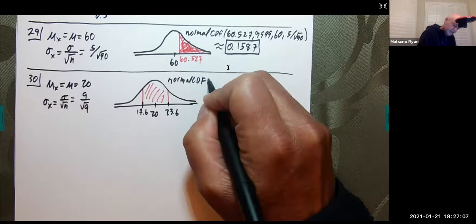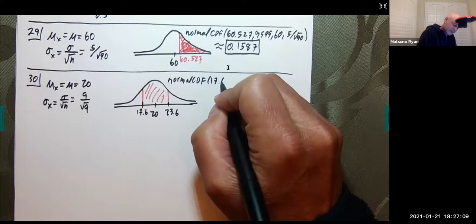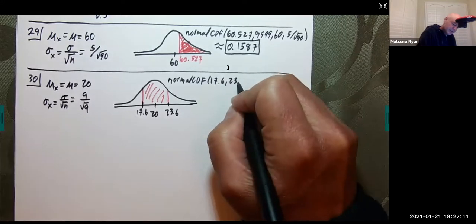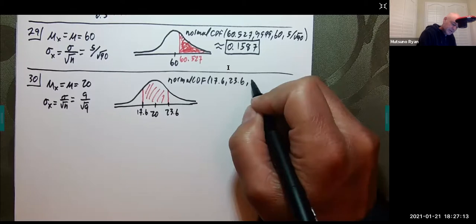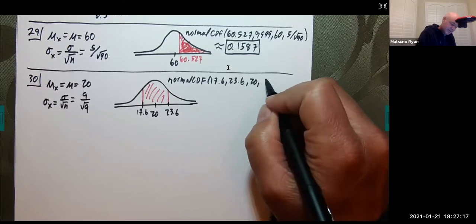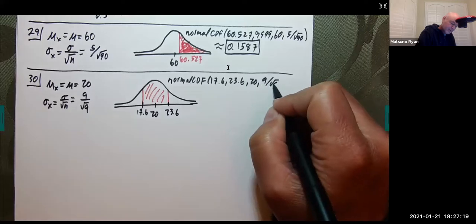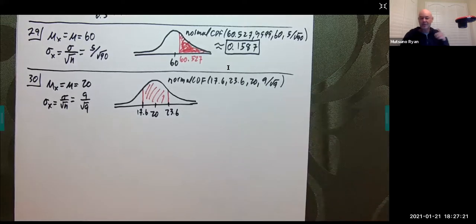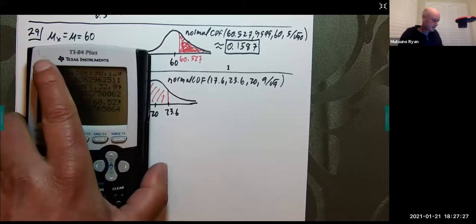Normal CDF, 17.6, 23.6, mean of 20, and standard deviation of 9 divided by root 9. Now, we know root 9 is 3, and then 9 divided by 3 is 3, but I'm going to keep it all in there in case you run into one that it doesn't come out nice and pretty like that. All right.